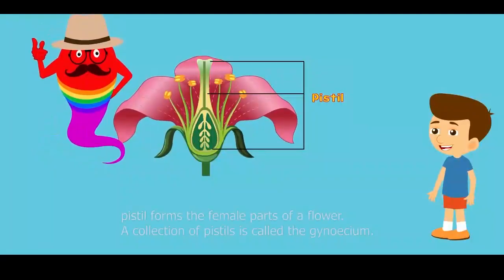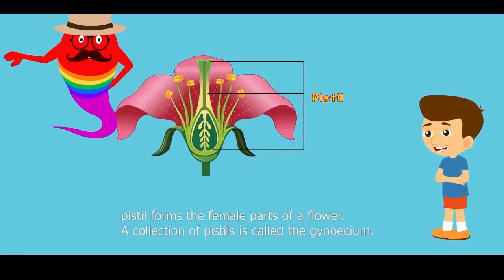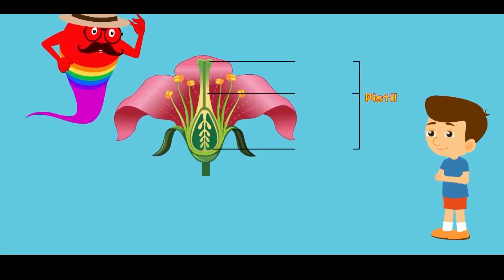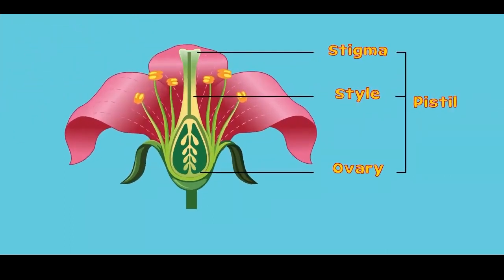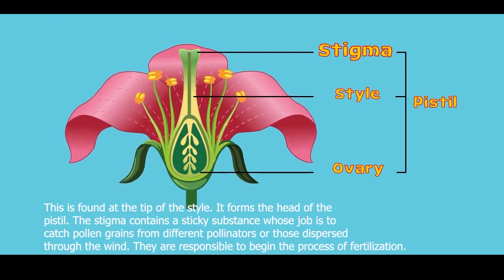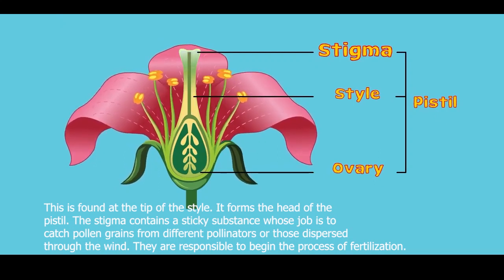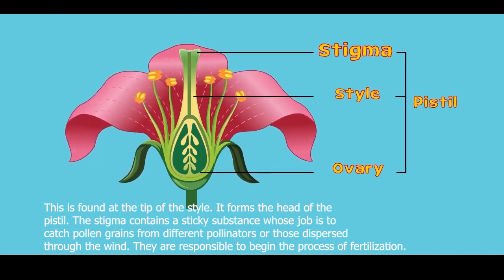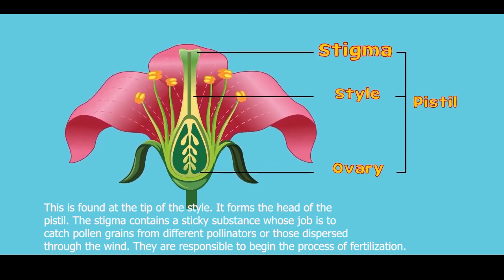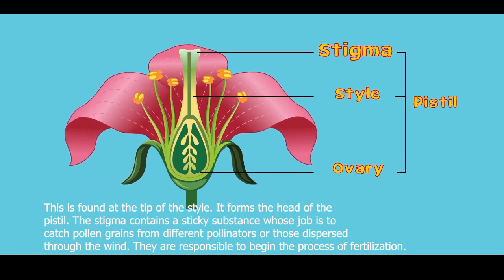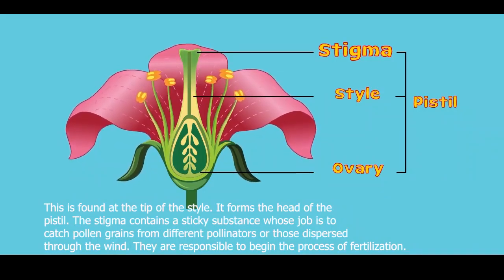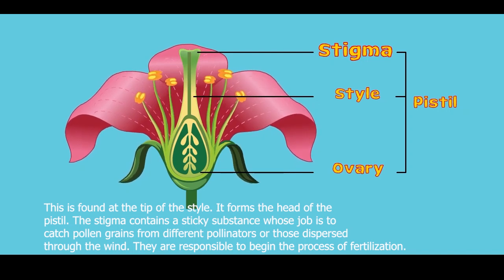Pistils. Pistil forms the female part of a flower. A collection of pistils is called Gynoecium. Pistil consists of 4 parts. Stigma is found at the tip of the style. It forms the head of the pistil. The stigma contains a sticky substance whose job is to catch pollen grains from different pollinators or those dispersed through the wind. They are responsible to begin the process of fertilization.